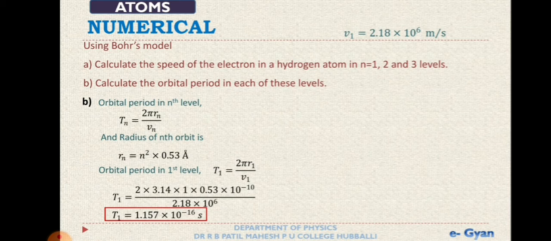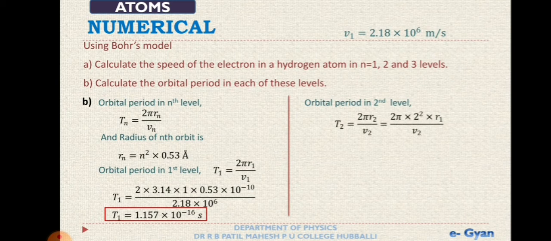Similarly, the orbital period in second level is T2 = 2π R2 / V2, which can be written as 2π × 2² × R1 / V2. If we substitute the respective values of R1 and V2, we get T2 as 1.22 × 10^-15 seconds. Thus, the orbital period of an electron in second level of hydrogen atom is 1.22 × 10^-15 seconds.